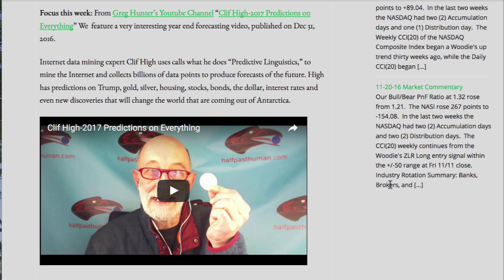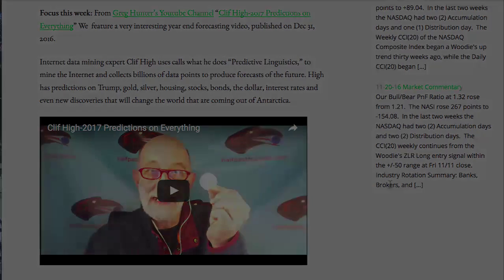and collects billions of data points to produce forecasts of the future. High has predictions on Trump, gold, silver, housing, stocks, bonds, the dollar, interest rates, and even new discoveries that will change the world that are coming out of Antarctica.